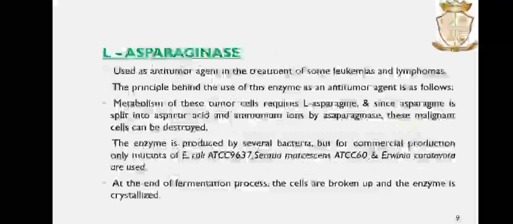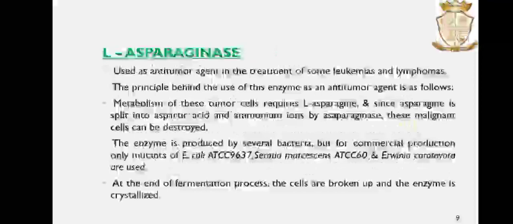L-asparaginase, used as an anti-tumor agent in the treatment of some leukemias and lymphomas. The principle behind the use of this enzyme as an anti-tumor agent is as follows. Metabolism of these tumor cells requires L-asparagine, and since asparagine is split into aspartic acid and ammonium ions by asparaginase, these malignant cells can be destroyed.